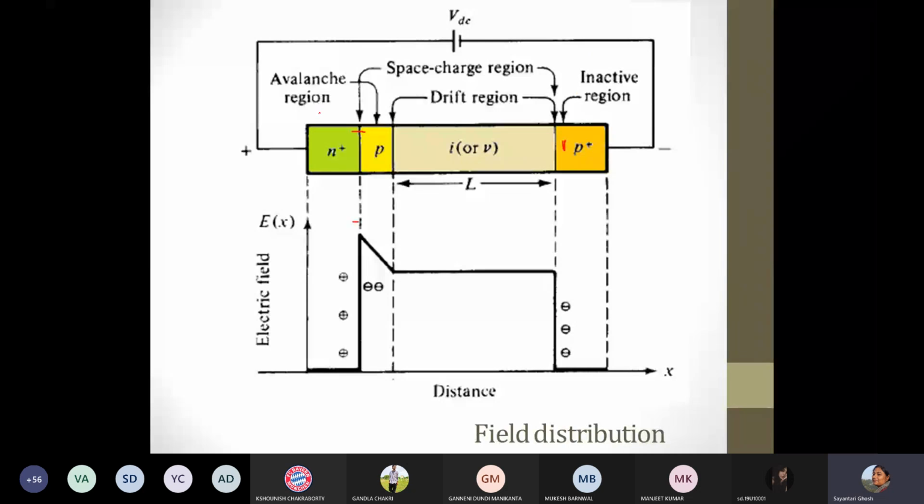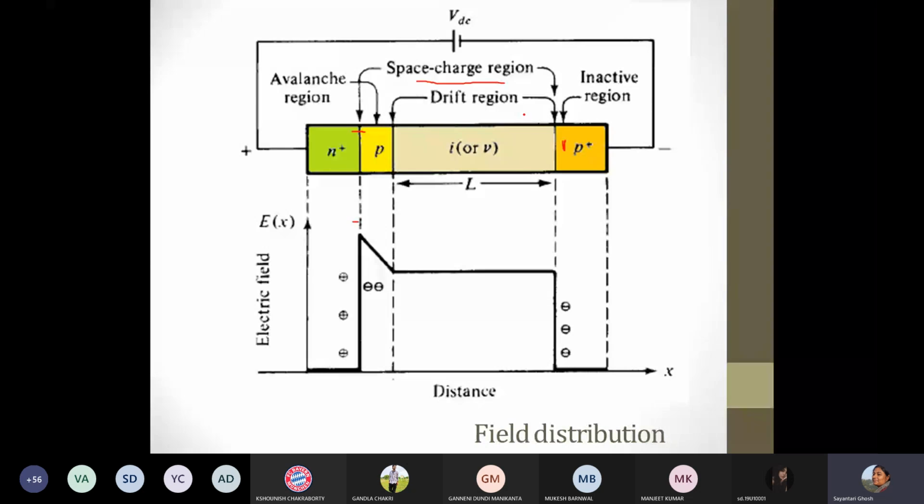So the names were like this. The avalanche region was close to this N plus P junction. This entire region, starting from this junction to where the final P plus starts, was the space charge region, because that is what we call depletion regions, right? So this entire region was filled by the depletion layer, so we called it the space charge region.